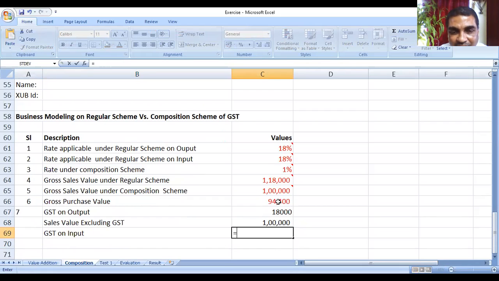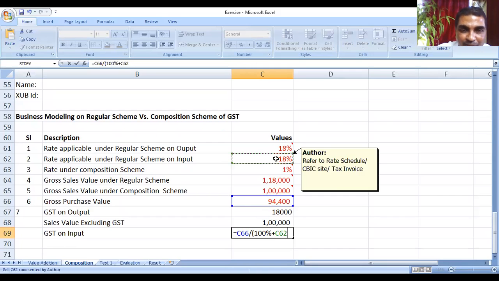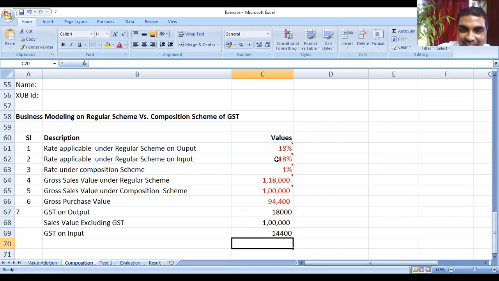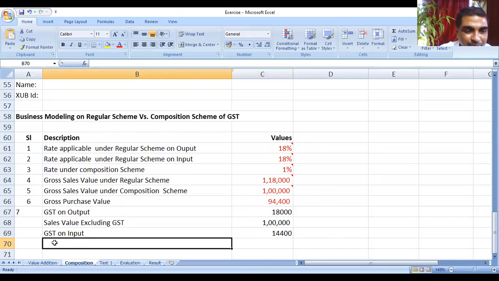Yes or no? Yes, sir. So 94,400 divided by 118%. 118%, what I am doing? 100% plus input GST is 18%. Input GST may be different also. So that means this divided by 118%, again multiplied with 18%. So I am getting 14,400 is the GST on input.